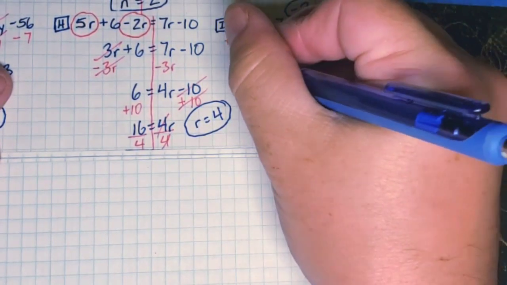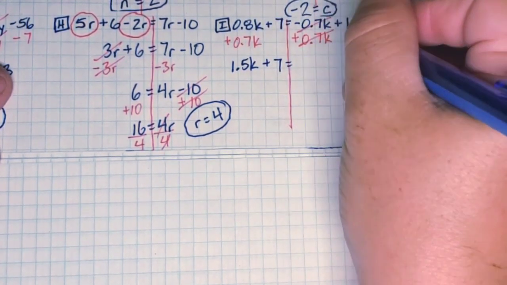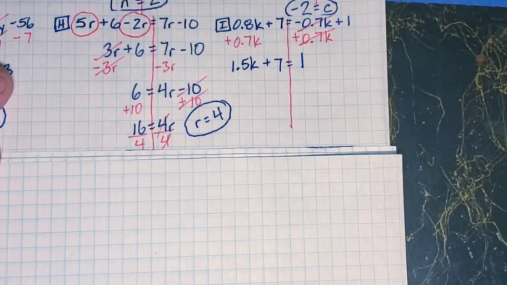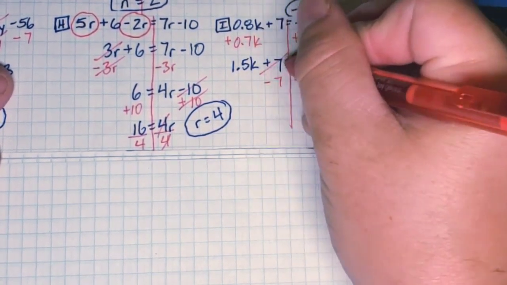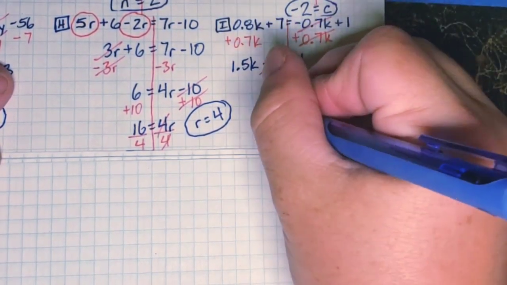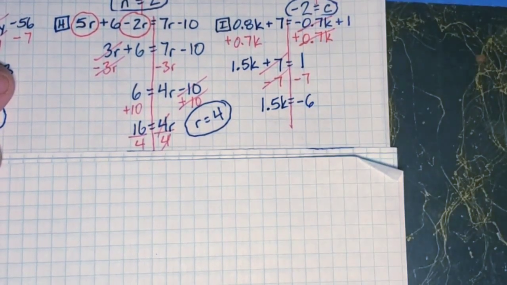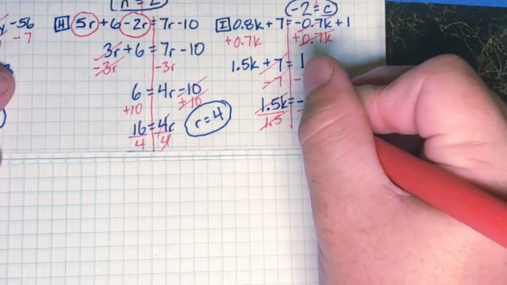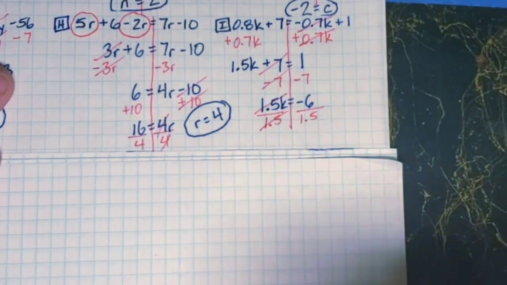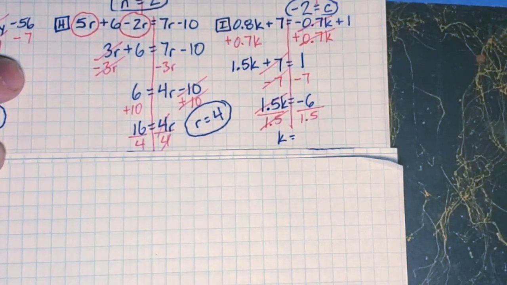That leaves me with 1.5k plus 7 equals a positive 1. We're going to subtract 7 from both sides. That leaves 1.5k equals negative 6. And we're going to divide both sides by 1.5, which leaves k equals, let's see, negative 6 divided by 1.5 would be negative 4.